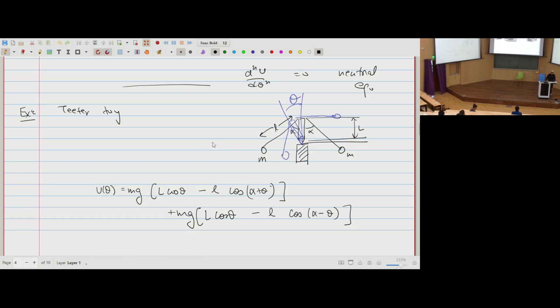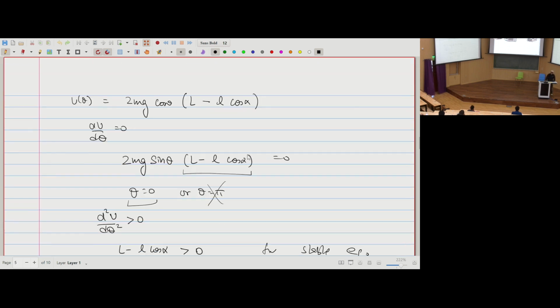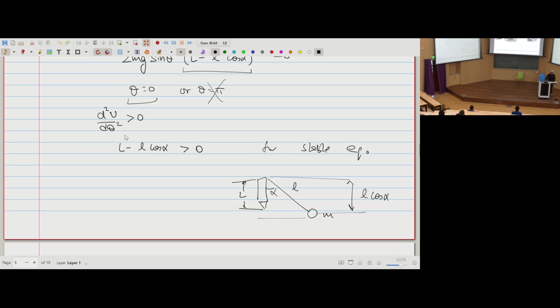Then we did a problem of the teeter toy, which is an object where we have two masses placed symmetrically. It becomes stable in the position shown if the level of the masses is below the level of the pivot. I had made a mistake towards the end while writing the final result. So this has to be less than 0, so that small l cos alpha becomes greater than capital N.